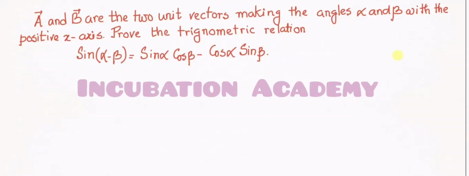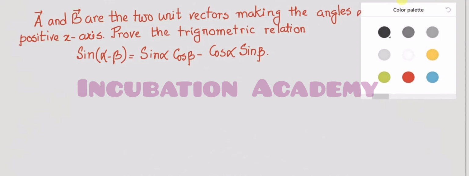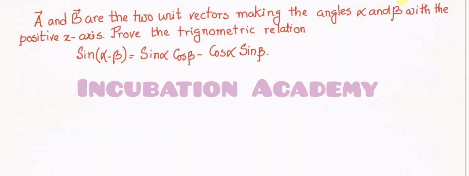Welcome everyone. A and B are the two unit vectors making an angle alpha and beta with the positive x-axis. Then prove the trigonometric relation: sine (alpha minus beta) equals sine alpha cos beta minus cos alpha sine beta. So this is the relation that we have to prove.